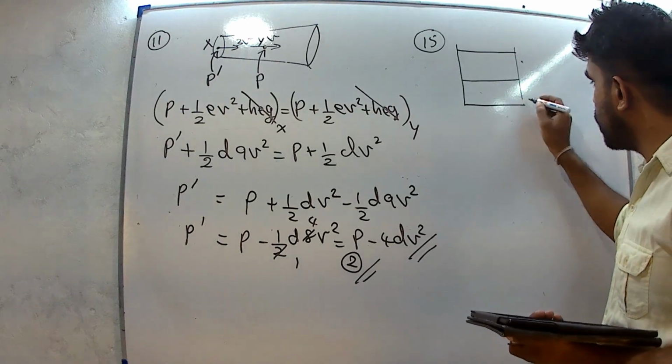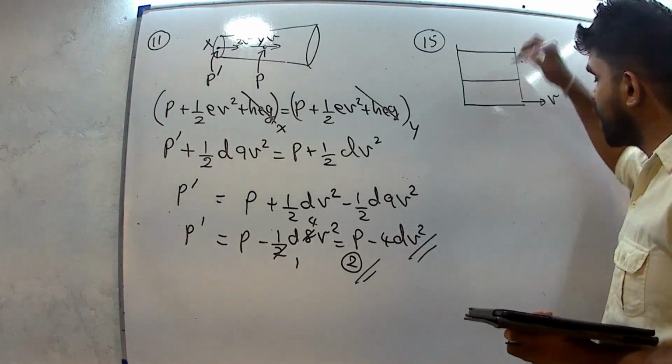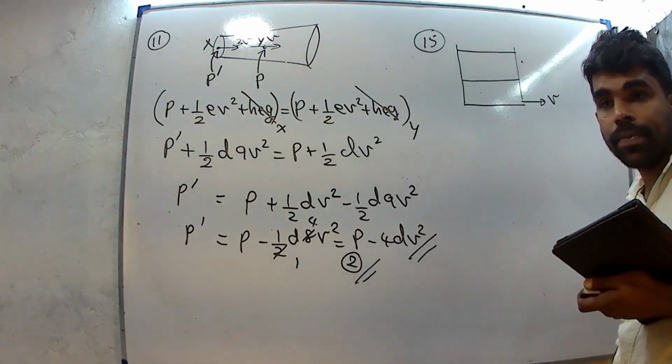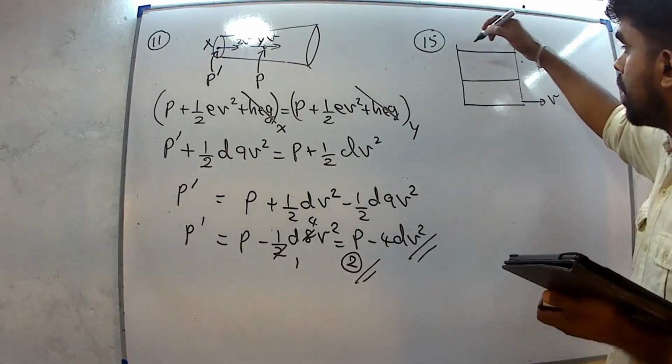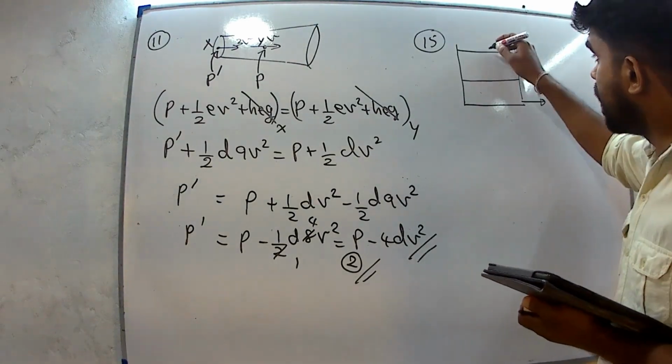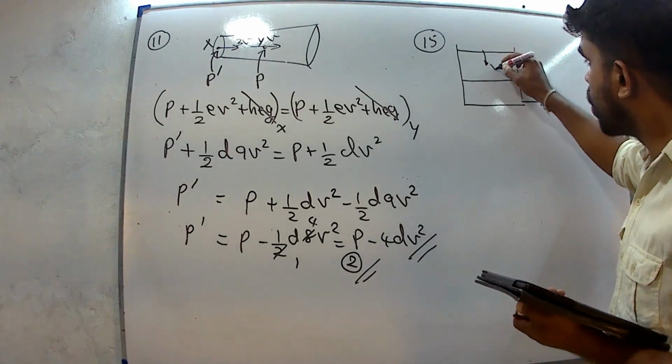And there is a hole. You have to find V, the velocity. They have given that there is a very large diameter for the container. It means velocity at this point is 0.